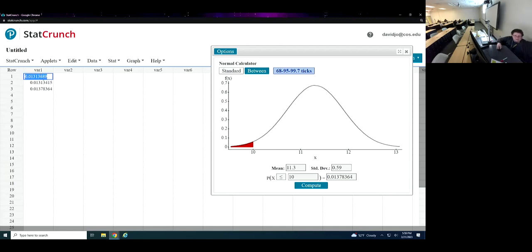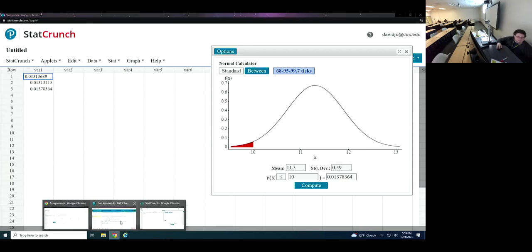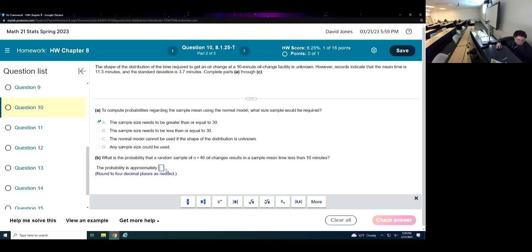So this is the value I had. That's the one I'm going to copy, and come back over to the homework. I'm going to paste that in. And then it says round to 4 decimal places, which is right there. So I need to get rid of one more. The 3 doesn't round up. That should be good right there.